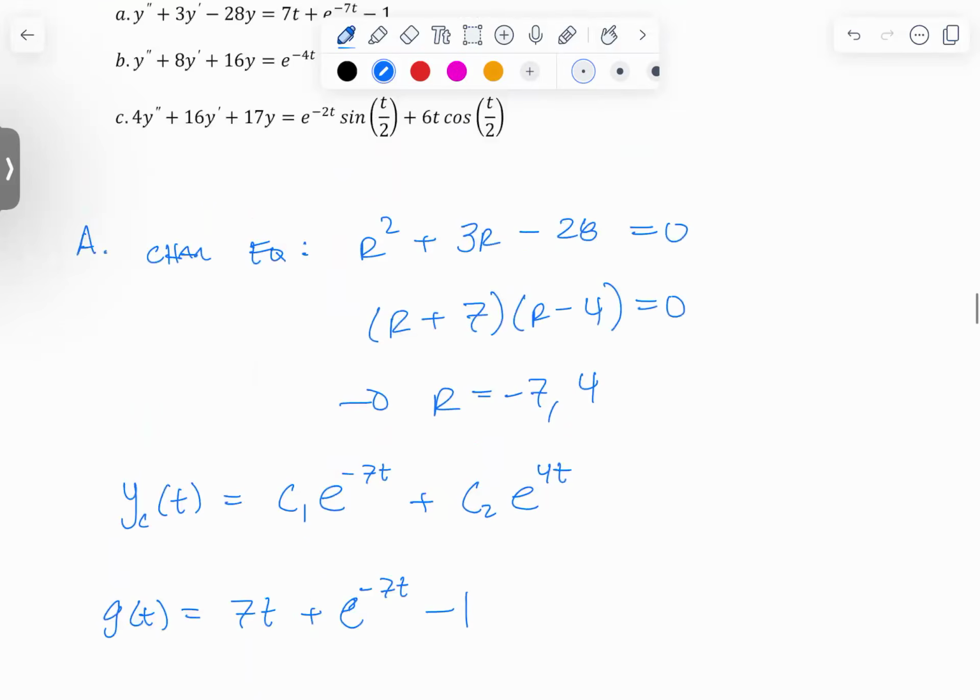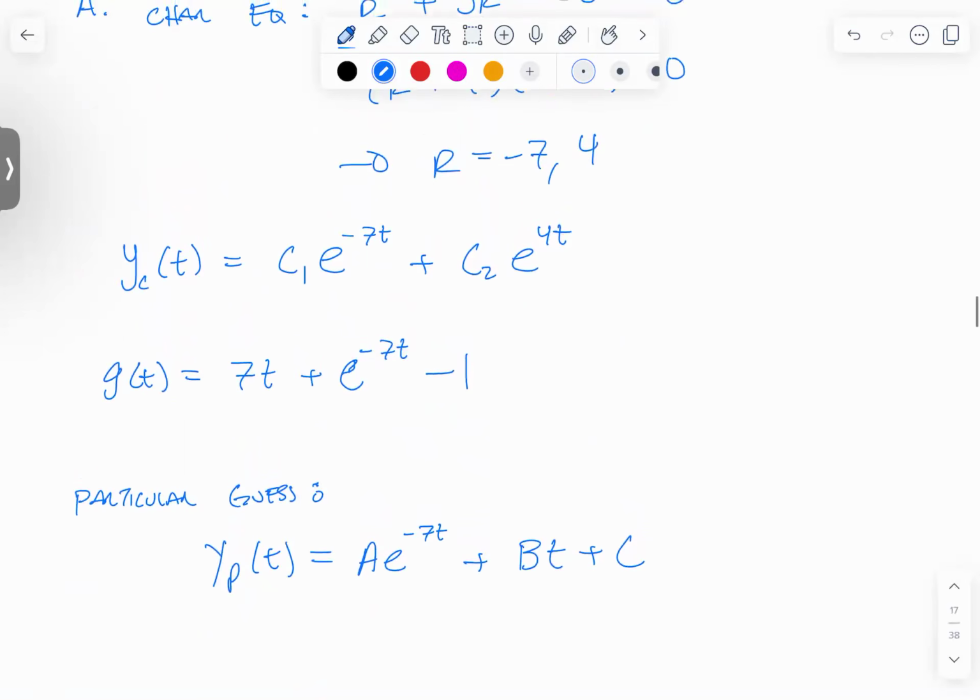Now I need to look at your complementary and your particular guess, and then we see if we need to improve the guess. Are all constants distinct? No, clearly not. Right here, e to the negative 7t, e to the negative 7t. I cannot have two constants representing the same function. So how do I improve my guess?